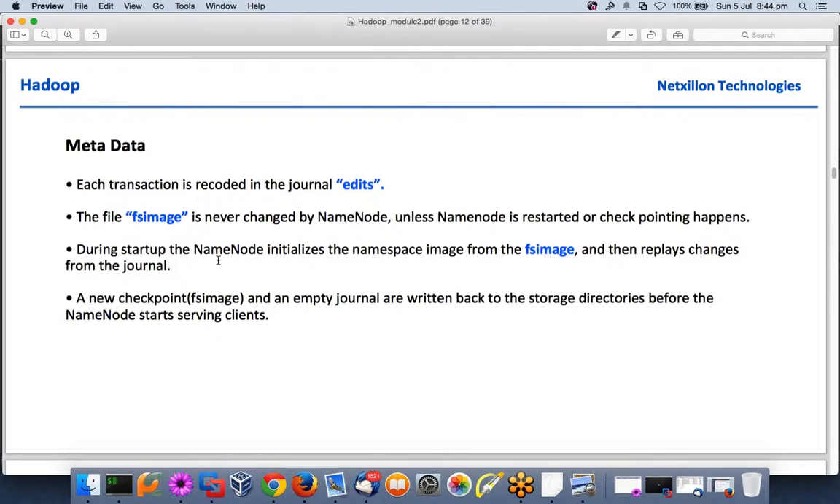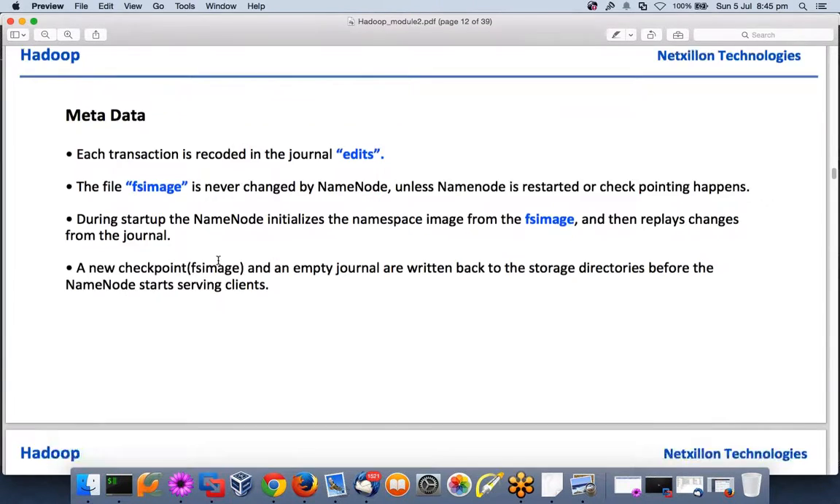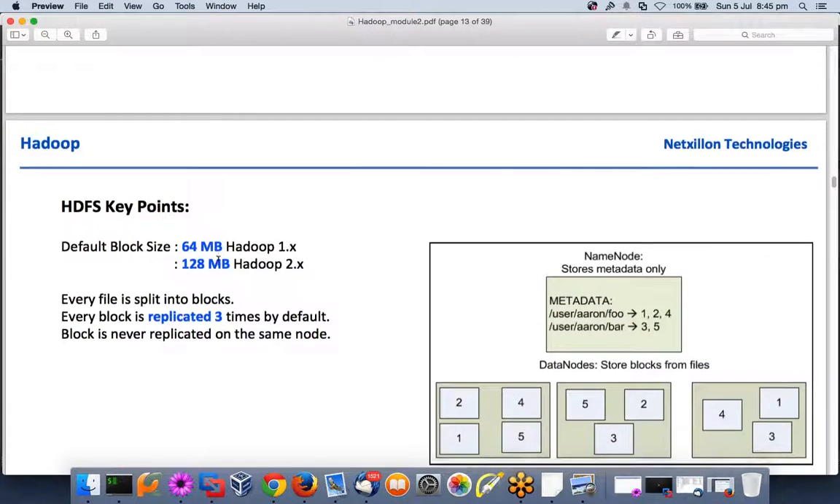So fs image will never be modified during the running time of the name node, right? For the time being, just take this statement that it will not be modified during the running time of the name node unless and until checkpointing happens, right? I will tell you what checkpointing is and how it happens.